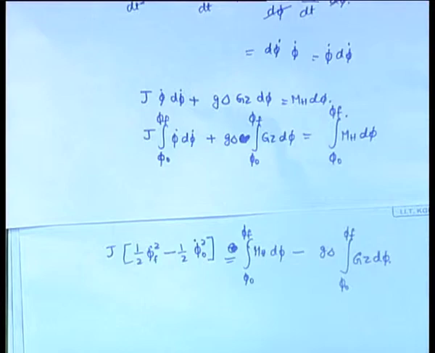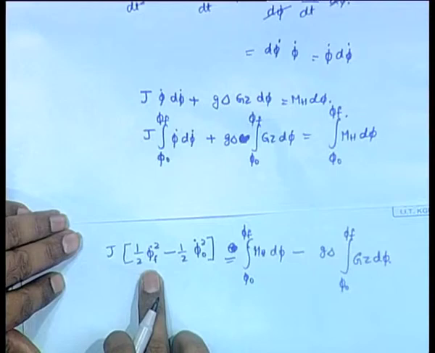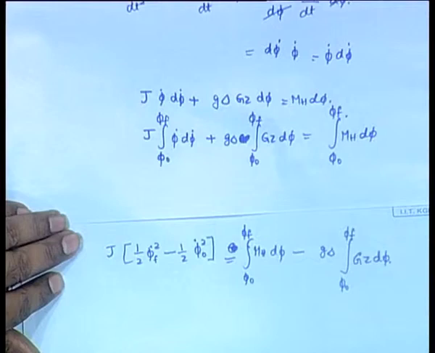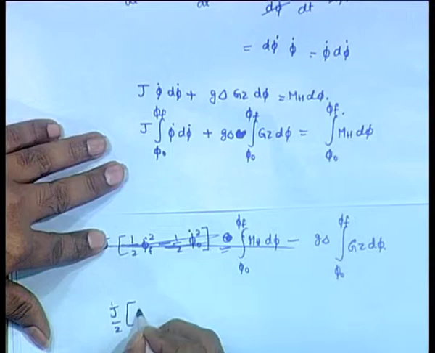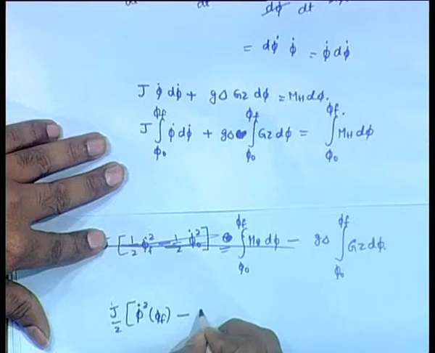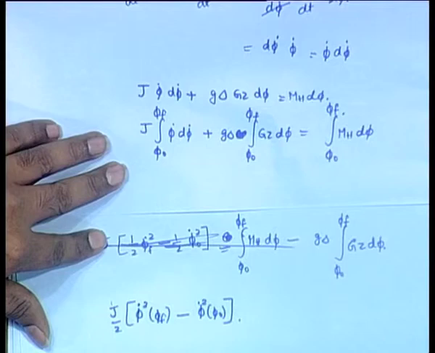Is there any problem with any of the steps? You see how we have got this now? The integral of x dx is x squared by 2. In this case, x is φ dot. So, φ dot squared by 2, so φ dot squared final minus φ dot squared initial by 2. But φ dot initial is not φ 0. I shouldn't have written it like this, that is a good point. Let me write the left side again: J by 2 into φ dot squared at φ f, minus φ dot squared at φ 0. Yes, this is the correct way I should write. This is equal to the right hand side.